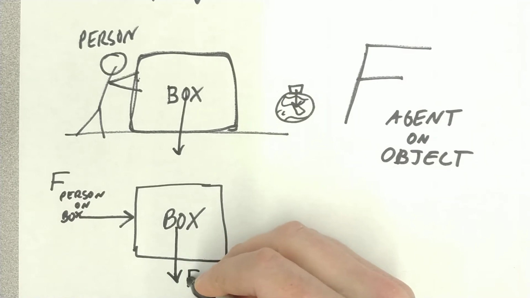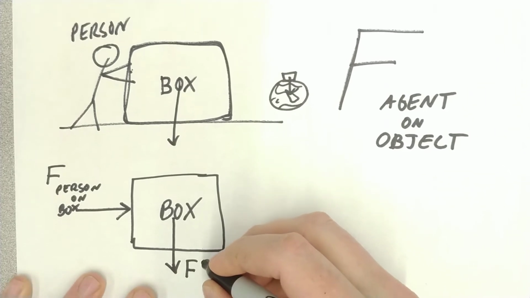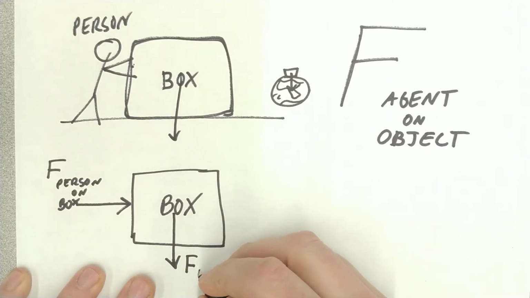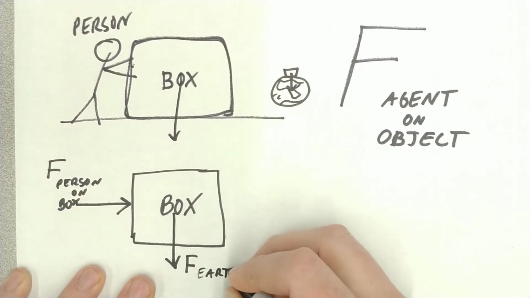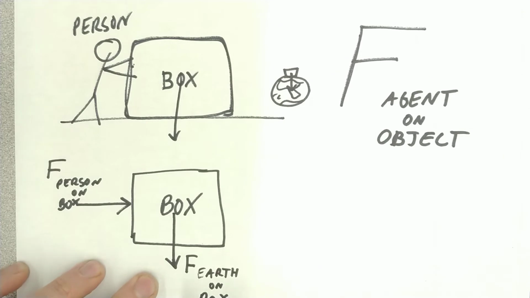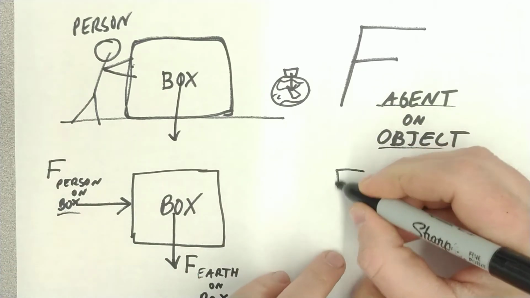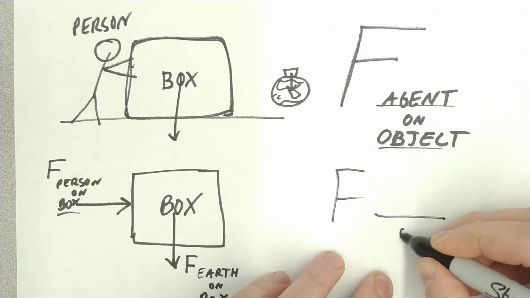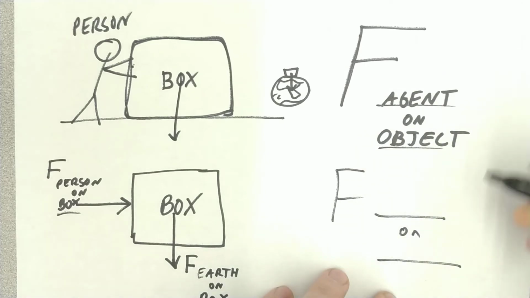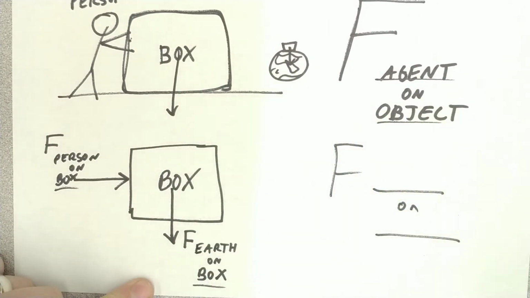But I'm not going to call it the force of gravity. I'm going to call it the force of the Earth on the box. So the object is always going to be, you can think about these like filling in the blank, right? F of blank on blank, right? So you can fill in the blanks there. So the box is the object, the Earth is pulling it down.